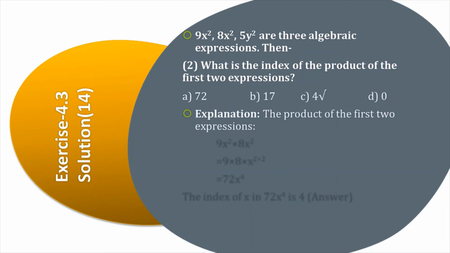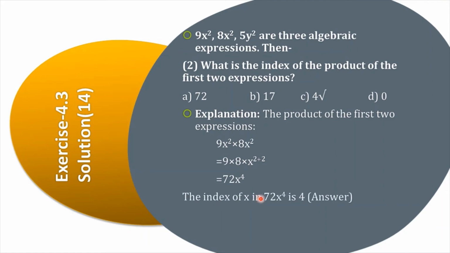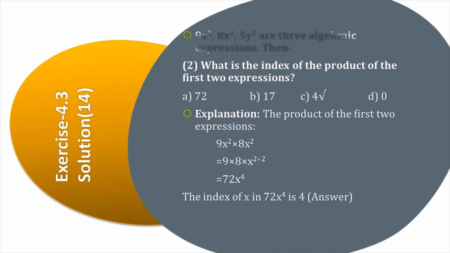The product of the first two expressions is 9x² multiplied by 8x². If we multiply the coefficients together, 9 multiplied by 8, and for the same variable the powers will be added. So 9 eights are 72, and x to the power 2 plus 2 would be x to the power 4. So the index of x in 72x⁴ is 4. That is the correct answer, my dear.